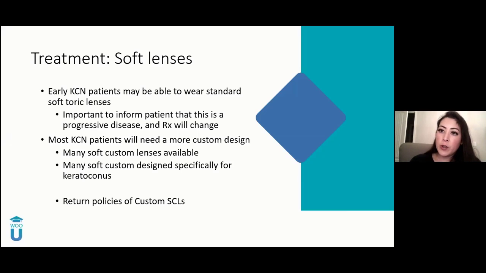A lot of keratoconus patients are able to be fit into more custom soft lenses, and there's a lot of different options on the market. Again, if you talk to your laboratory or look up soft keratoconus contact lenses, there are a lot of great options out there. I definitely use them for patients that maybe don't tolerate some of these other lenses well, or maybe they're not as advanced, so I don't have to go to a scleral lens necessarily.